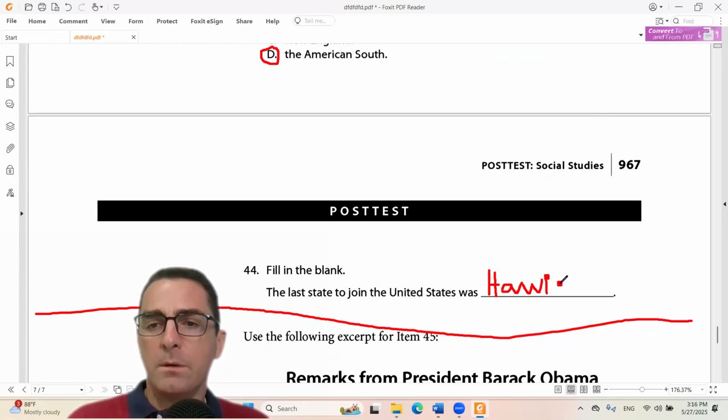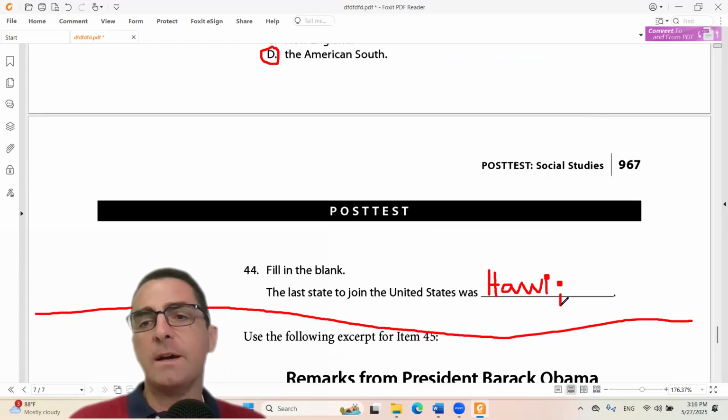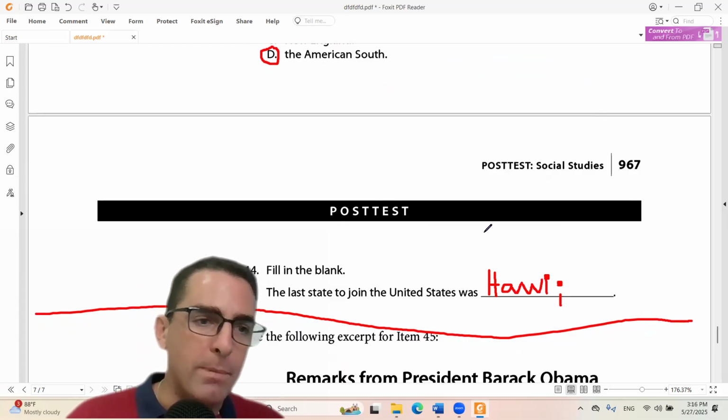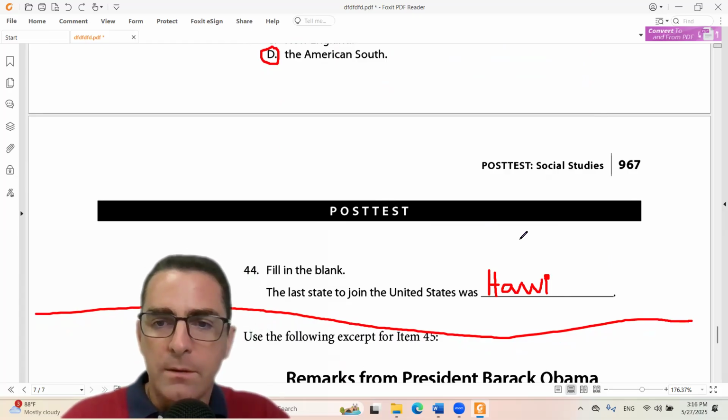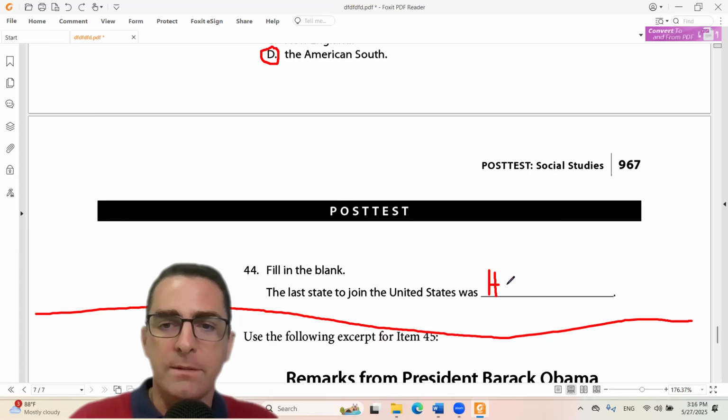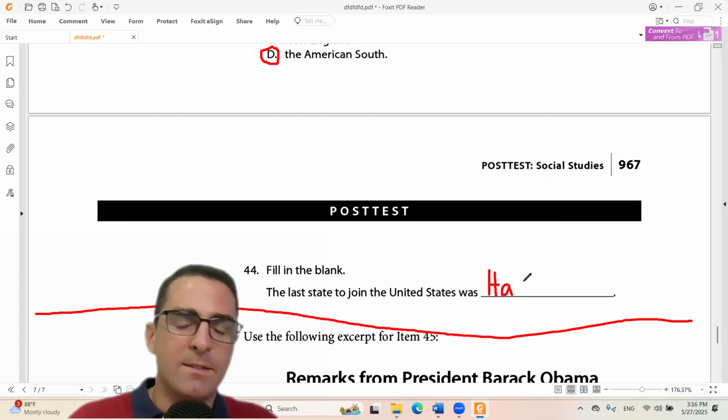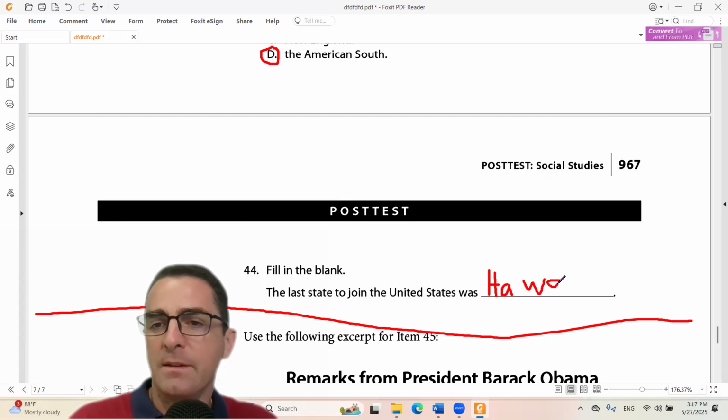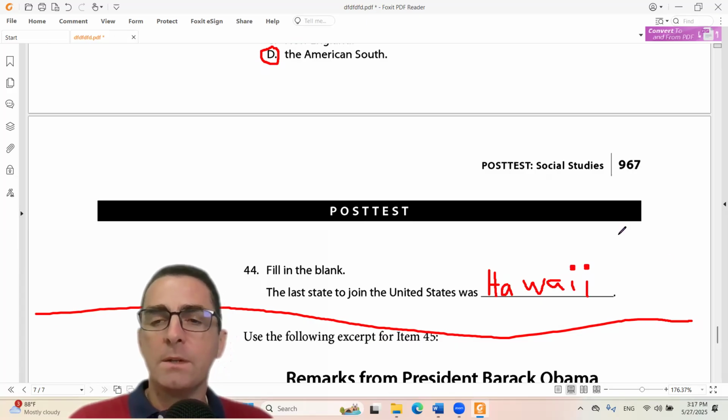Hawaii. Oh, goodness, you get the idea. That is Hawaii, by the way. One second. I can't believe that. It's ridiculous. H-A-W-A-I-I. Hawaii. There we go. Lovely square dots.